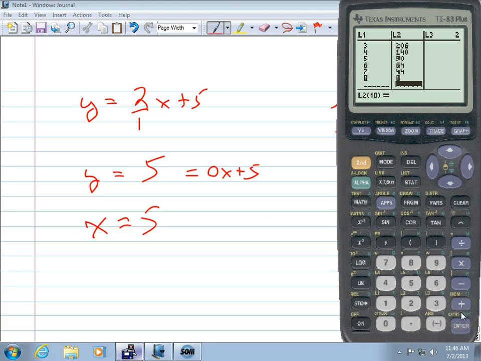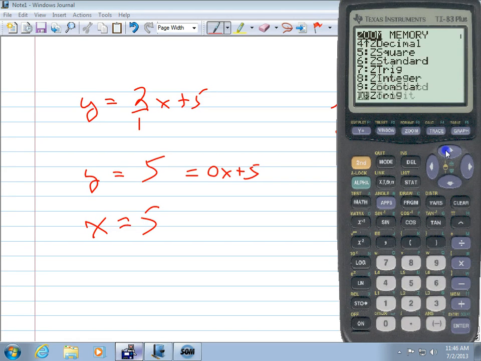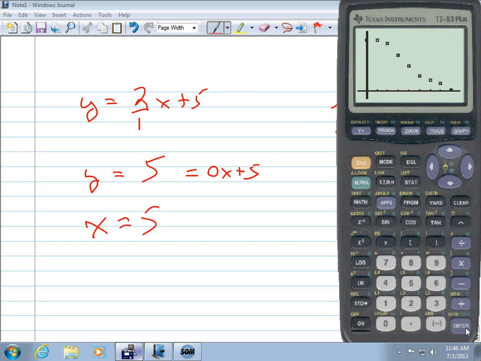So you don't have to worry about X min, X max, Y min, Y max. It does it for you automatically, so it fits all this data. Zoom 9, or zoom stat, right? Boom. All right, so does that look linear to you? Does it look like a line would hit all the points or damn close to all the points?